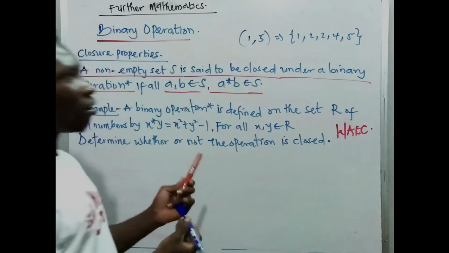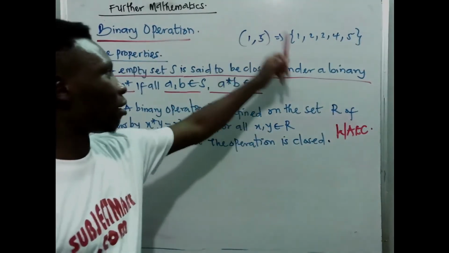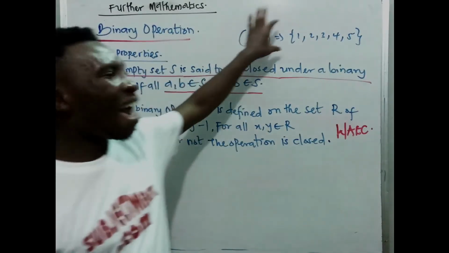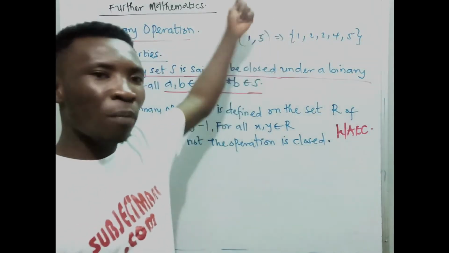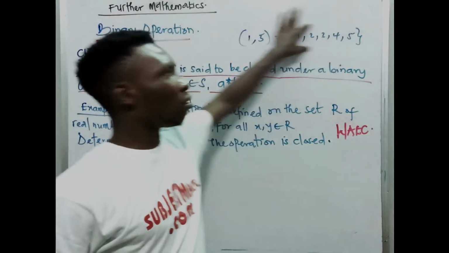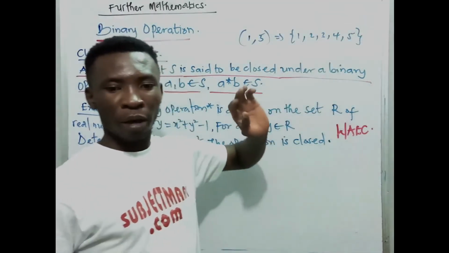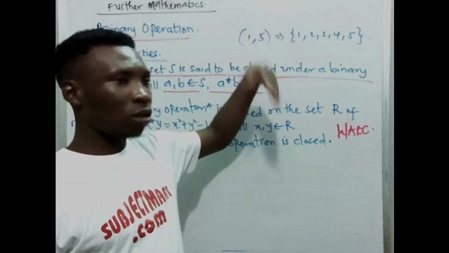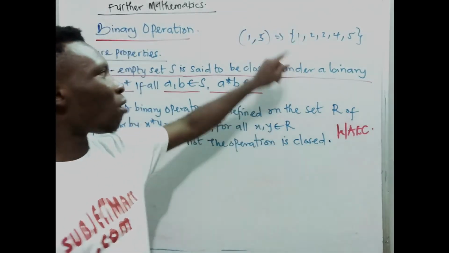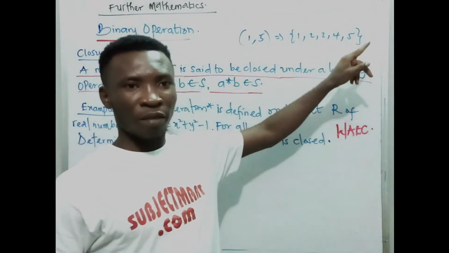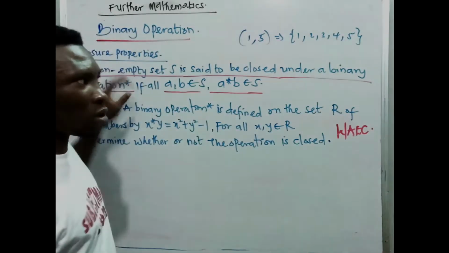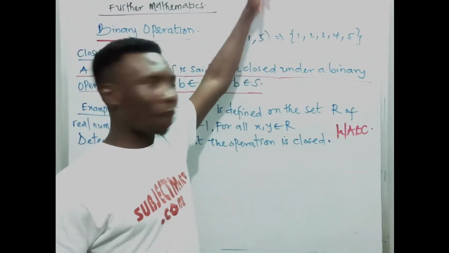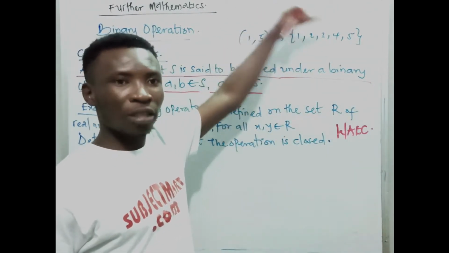Now, if I say this should be my operation, it being closed means that every number or every operation is taken from this particular set of numbers. If all my operations, all my questions, all my answers revolve within this range of 1 to 5, that means it is closed. But if I go outside this and pick a number 6, it is not closed.